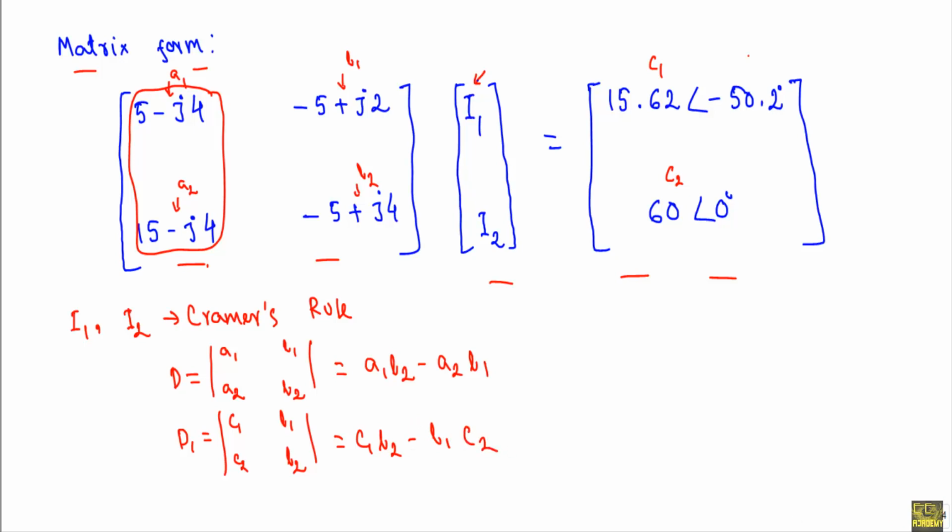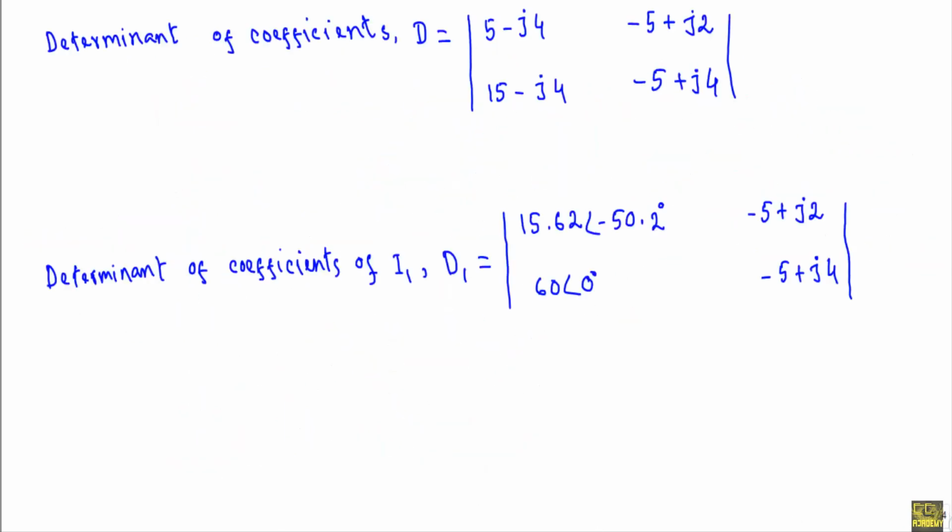So if I form the determinants, I will get the determinant of coefficients, that is D, will be equal to 5 minus J4, 15 minus J4 in one row, and minus 5 plus J2, minus 5 plus J4 in the other. If I multiply this one with this and take the minus of the multiplication of this with this, I will get 58.86, phase angle minus 9.78 degree.